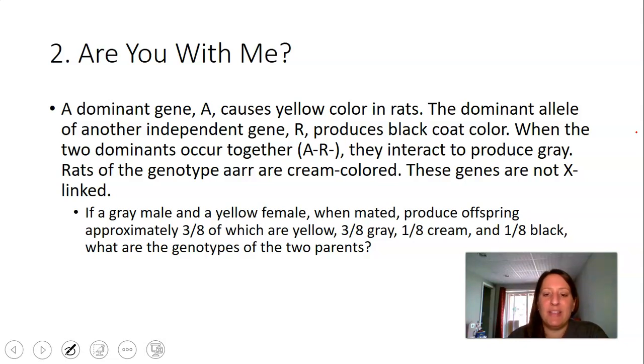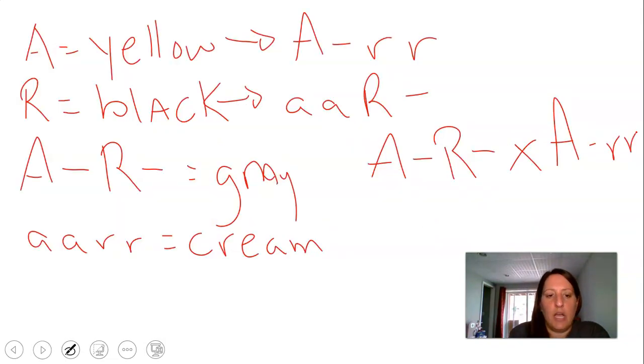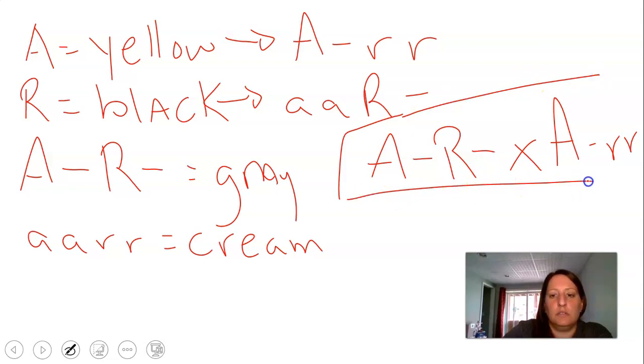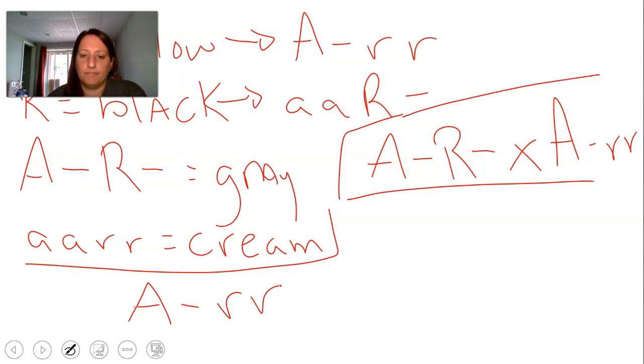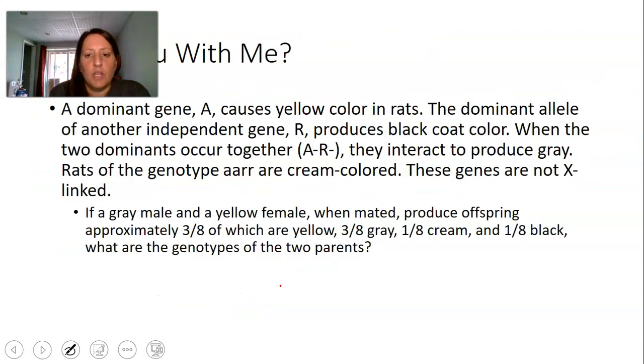So 3/8 of them are yellow. Okay, so I get some yellow offspring. So here's my parents. I want to just separate this stuff, and I'm going to throw my picture up here. So my yellow children are going to be big A dash, little r. Do I know anything else yet? No. Then I get 1/8 gray.